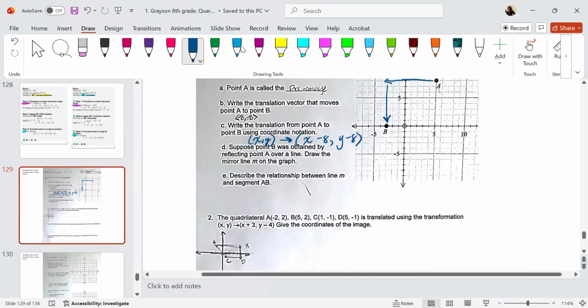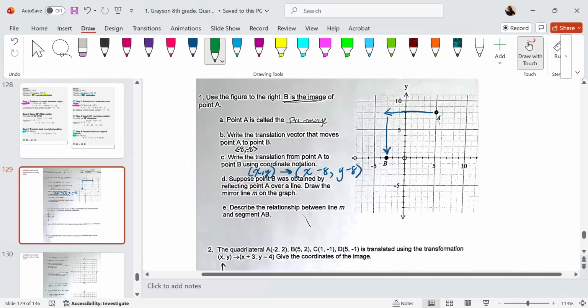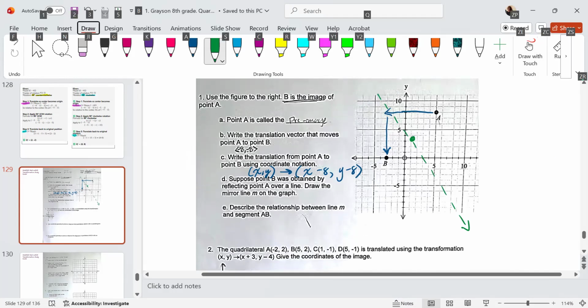All right, D. Suppose point B was obtained by reflecting point A over a line. Draw the mirror line M on the graph. Okay, so then this will probably be the mirror, correct? Yeah. Did you draw that line right there? Do you see that? Yeah.